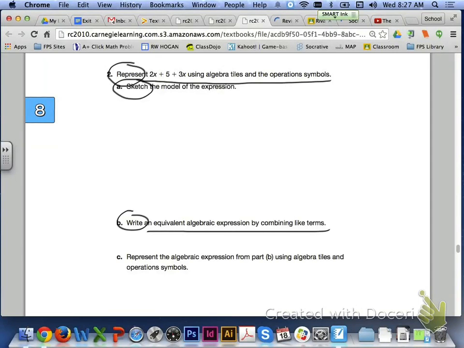Let's move over to problem 2, but we are going to start on page 584 with number 2. We want to represent 2x plus 5 plus 3x, again using our colored pencils for our algebra tiles along with the operation symbols. I'd like you to do letter A, sketch the model of the expression, and letter B, write an equivalent algebraic expression by combining like terms.